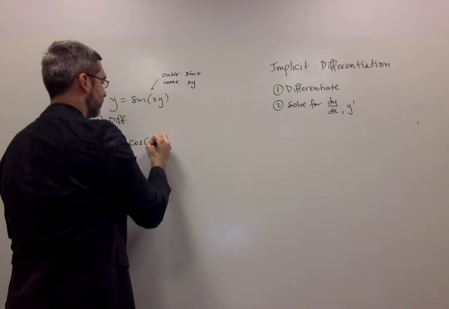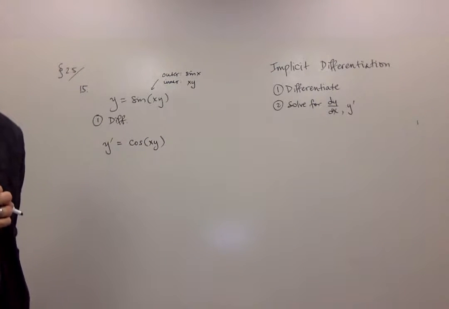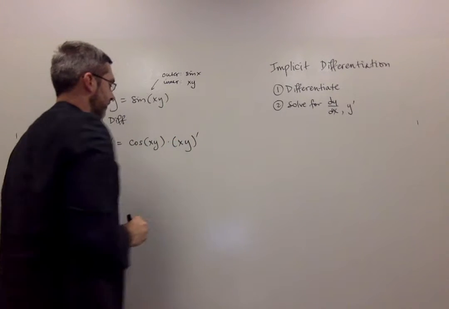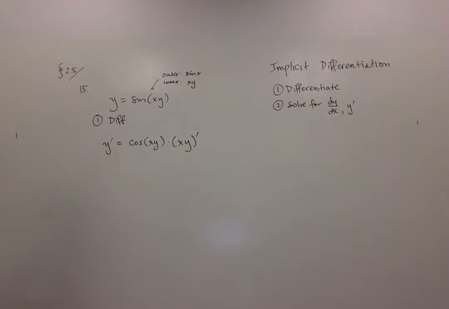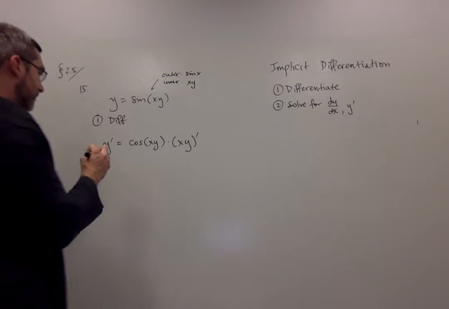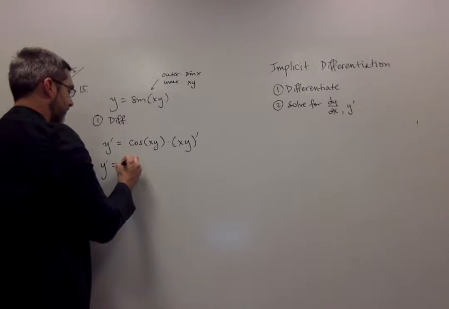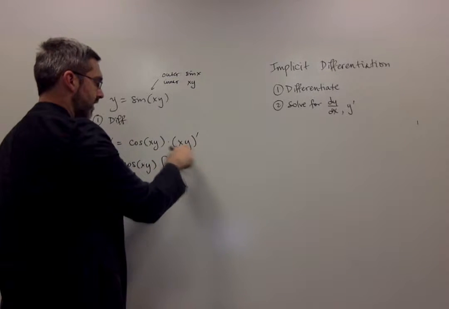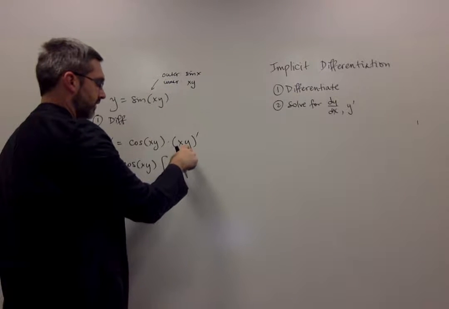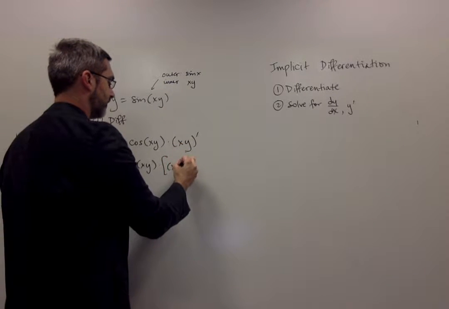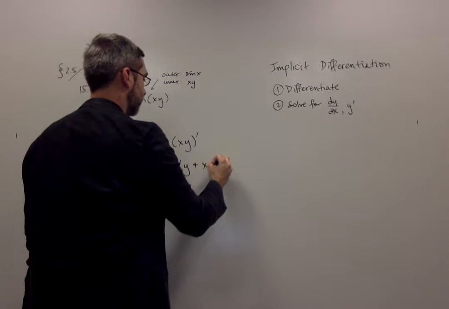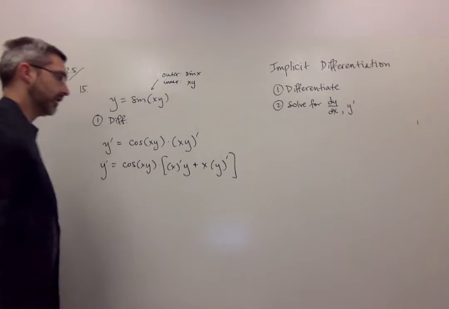plug in the inner function. So I get xy there, and then multiply by the derivative of the inner function, which is going to be the derivative of xy. Okay, that's something that I still need to figure out, so let's keep writing everything else. Cosine of xy times, so now I've got a product rule here. So I have a product of two things, so I'm going to need derivative of the first times the second plus the first times the derivative of the second.